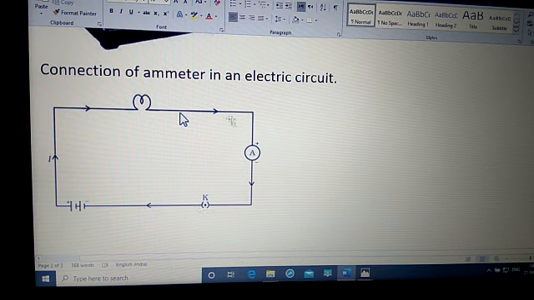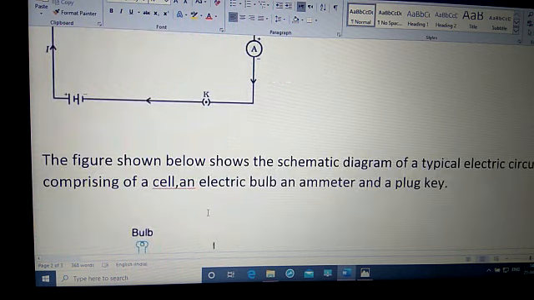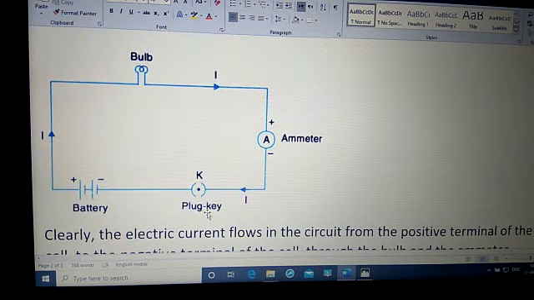So fine. While connecting the ammeter, we should be careful regarding the polarities. The positive terminal of the battery should always go to the positive terminal of the ammeter, and the negative terminal of the battery is connected to the negative terminal of the ammeter. Fine. This is all about the schematic diagram of the simple electric circuit in which a battery, a bulb, an ammeter and a plug key are connected.